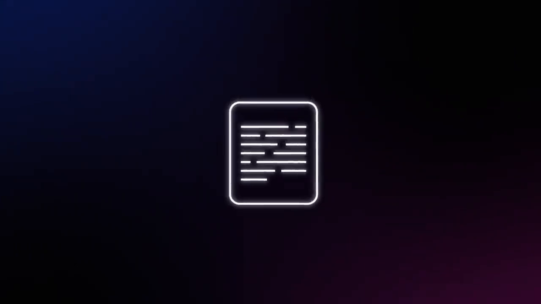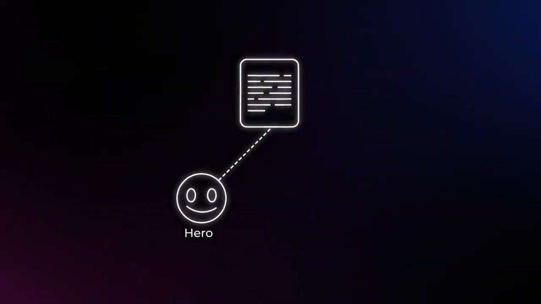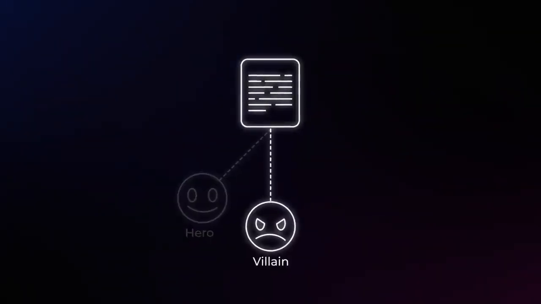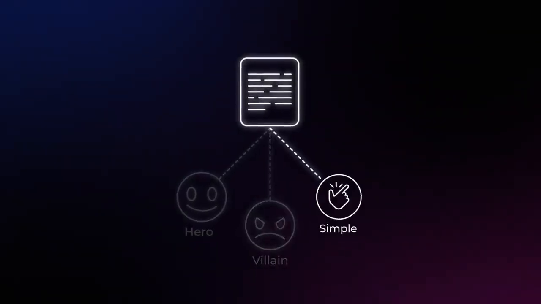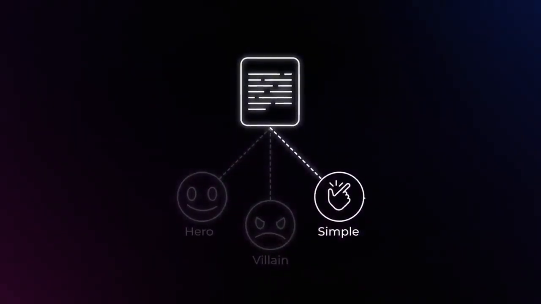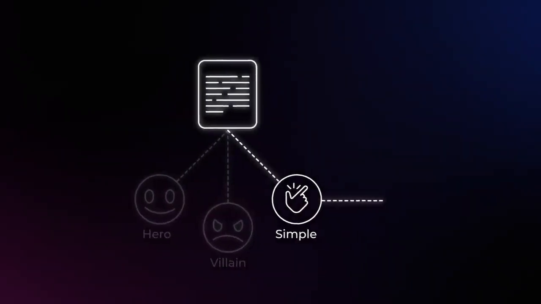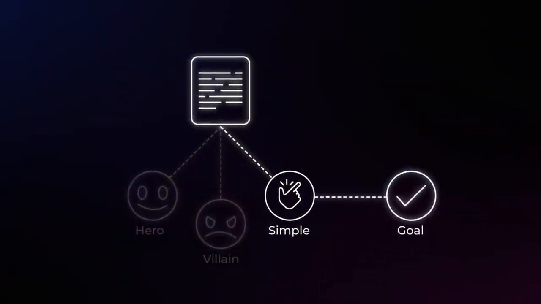To write a good cartoon script, we need a couple of key things in it. First, we need a hero, so someone the audience will be rooting for. Then we need a villain, someone the hero is going to defeat. And then finally, we need it to be a super simple, easy to follow story that just progresses naturally toward the hero finally doing something great and succeeding at whatever he set out to do.